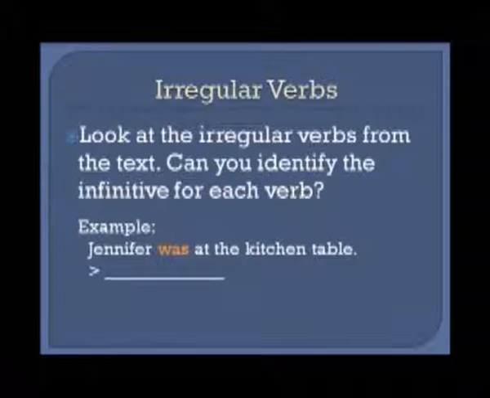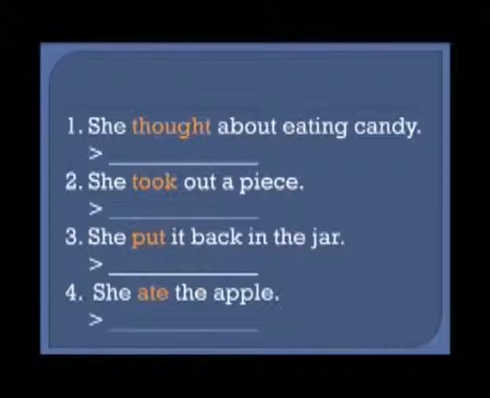Now look at the irregular verbs from the text. Can you identify the infinitive for each verb? Example: Jennifer was at the kitchen table. What's the infinitive? To be. Now it's your turn. Number 1. She thought about eating candy. The infinitive? To think.